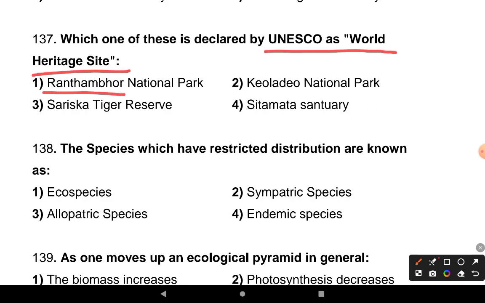Ranthambore National Park, Keoladeo National Park, Sariska Tiger Reserve, Sita Mata Sanctuary. So the correct answer is option 2. Keoladeo National Park, which is also a Ramsar site, is also a UNESCO World Heritage Site.